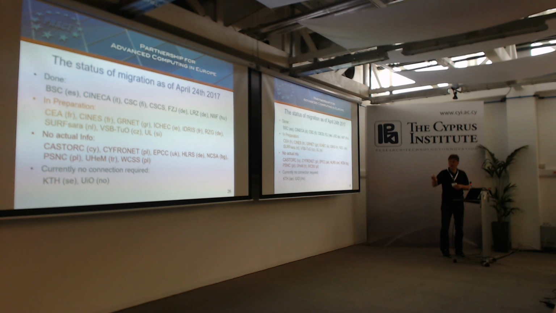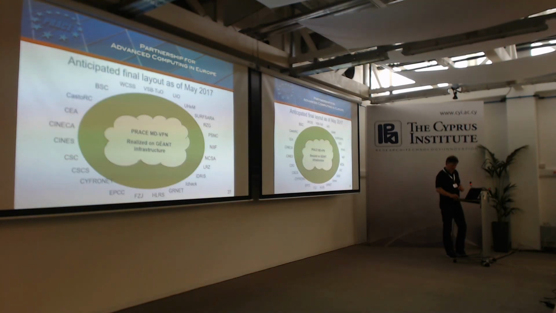Connectivity. If they want to have connectivity, they must use the normal internet. Of course, the supercomputers also have a connection to the normal internet, not only to PRACE. So at the end, it should look like this. Anyone is connected to the PRACE NDVPN. It's a virtual connection, so no links. We see no physical links. Cloud. Cloud is a good buzzword today.